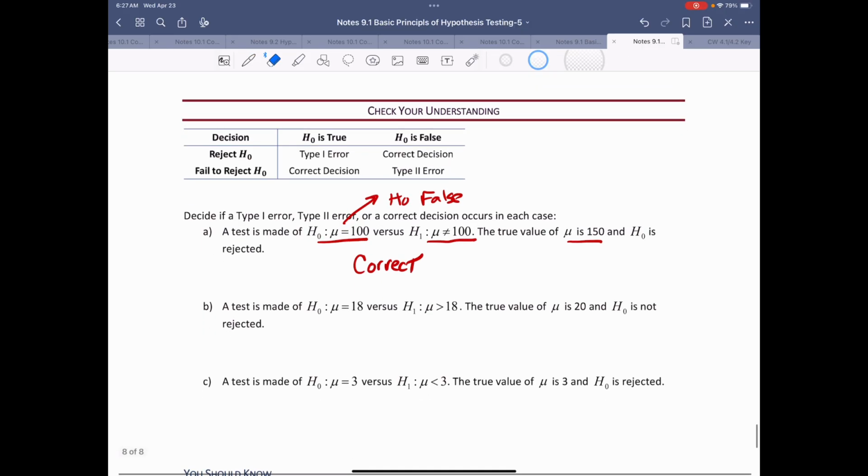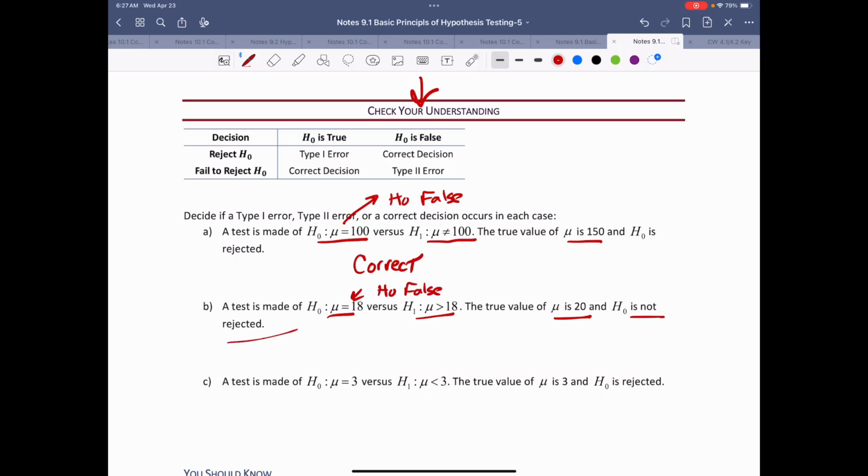All right, this next one. Here's my test. The true value of mu is 20. So look at your H0. H0 is false. All right, I'm back up in this column. And H0 is not rejected. I failed to reject H0. I just made a type 2 error. And if you use that table, it's very easy to do.